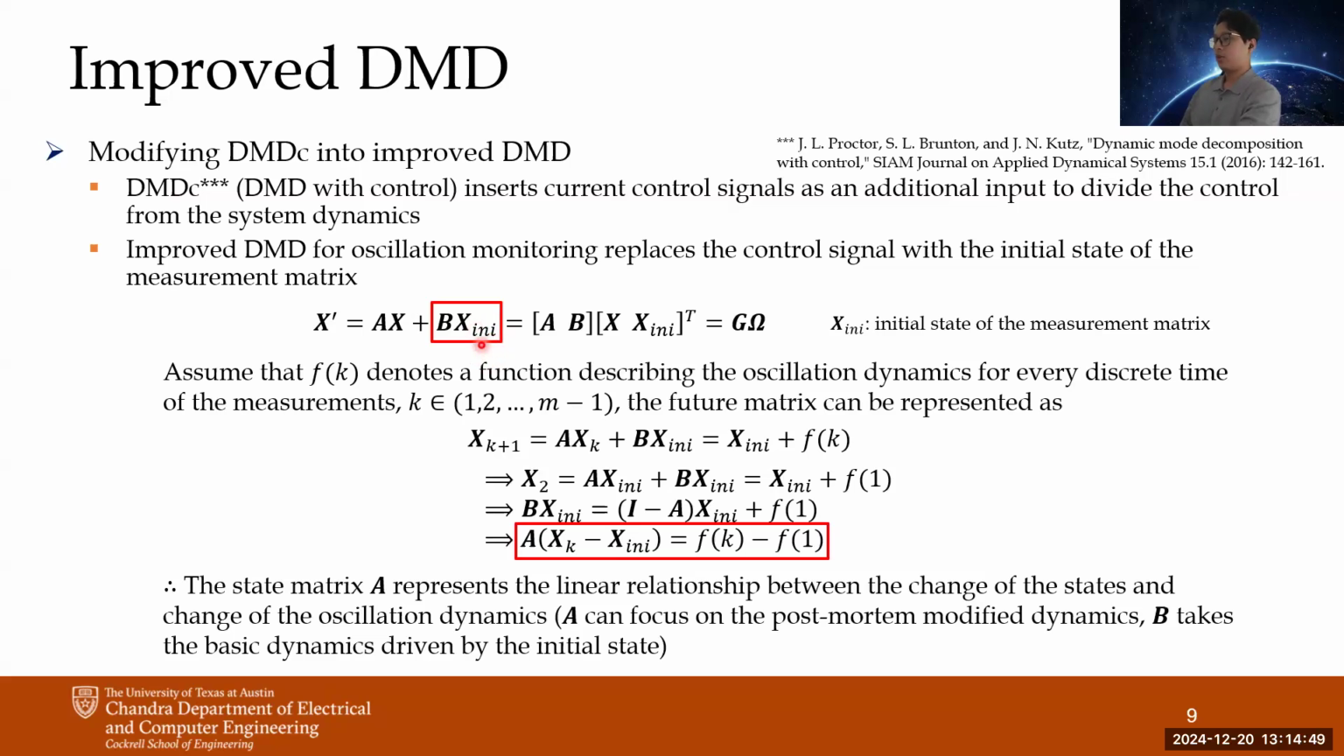And if we analyze this equation in the discrete format, we can find this binary equation where the F means the oscillation dynamics. So this equation indicates that the state matrix A can focus only on representing the relationship between the change of the system dynamics and the change of the oscillation dynamics. And simultaneously, it means that the basic dynamics driven by the initial state of the system will be handled by this matrix B.